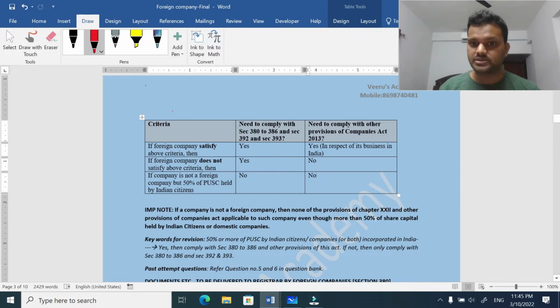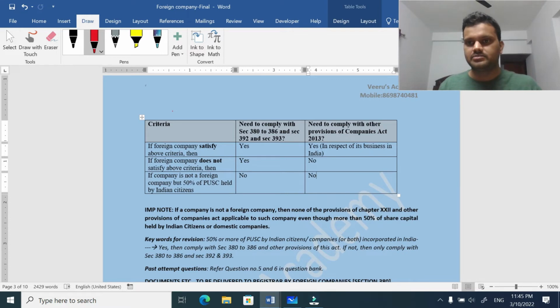Does it need to comply with other provisions of the Companies Act? Then also the answer is no, because it has no place of business or business activity in India, so it is not even becoming a foreign company. How can it need to comply with the other provisions of the Companies Act? It is highly impractical, and there is no need for it.